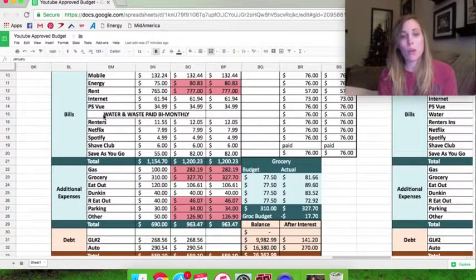Where we live, our water and waste is paid bi-monthly, so every 2 months. So this month we did not have that cost. It will be budgeted for next month. Below that, we have our renter's insurance, $11.55, and it has gone up slightly since we moved.